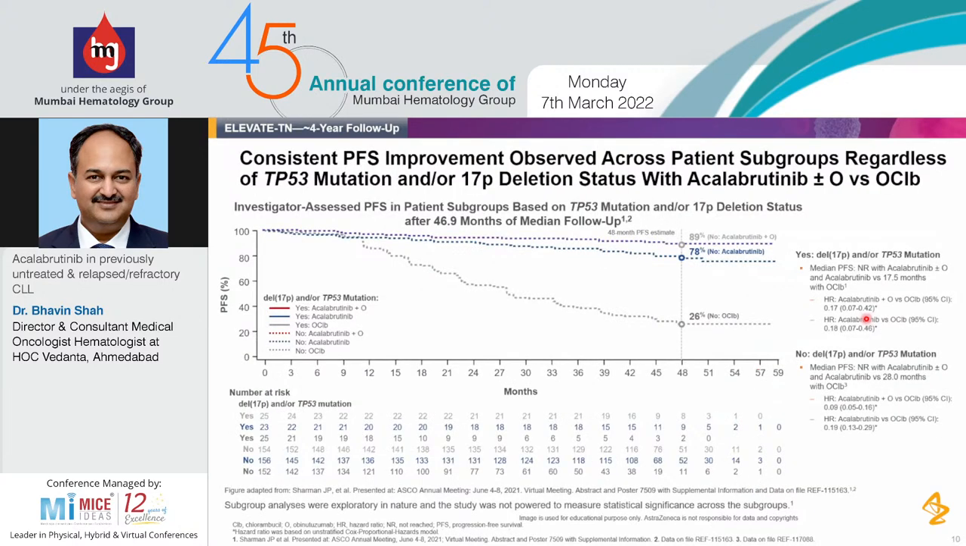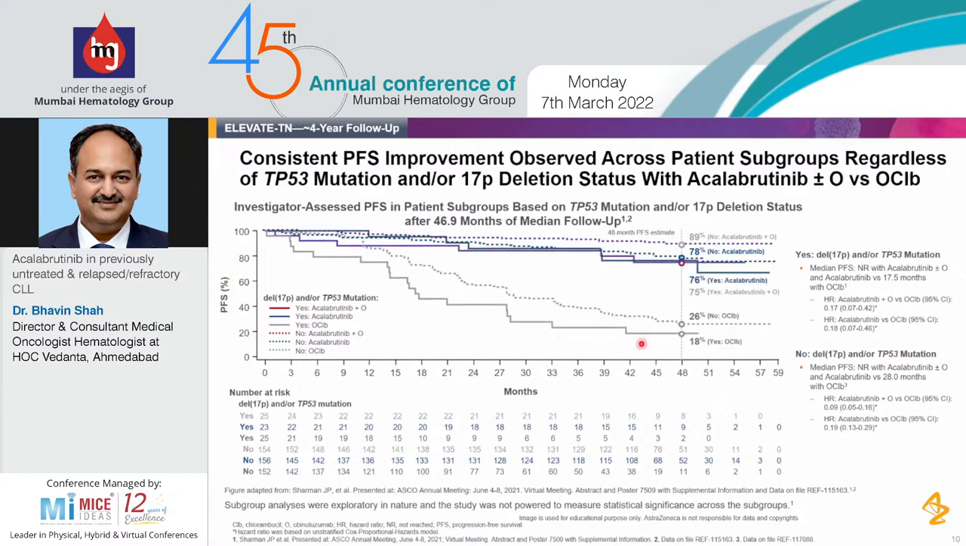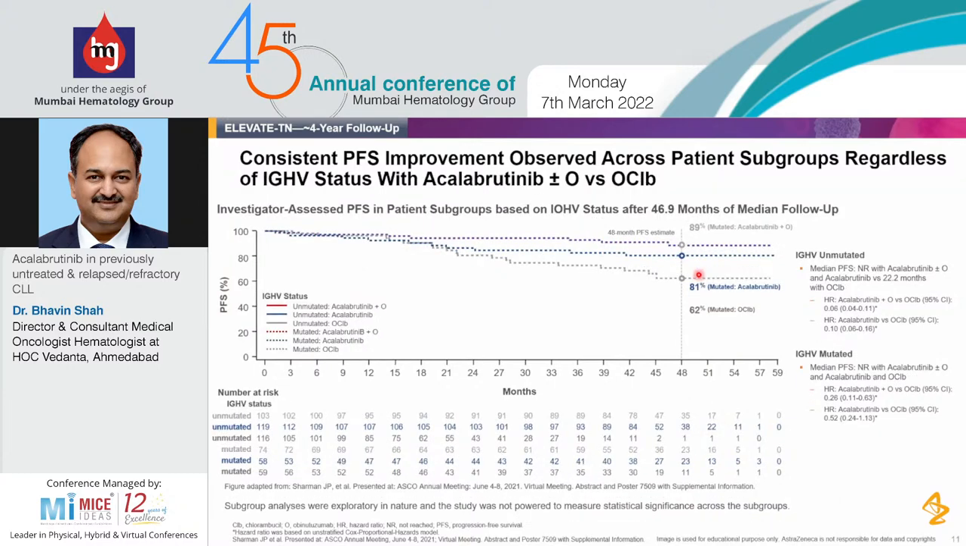Now, if you see in patients with high-risk genetic mutations like TP53 mutation and 17p deletion, the patients without mutations have significantly better progression-free survival with ACAL. And even in patients with mutations, we can see that the patients who were treated with ACAL-based treatment have better progression-free survival. In the same way, in patients with IGHV mutation, acalabrutinib has shown better progression-free survival in patients with mutated IGHV. But even in patients who have unmutated IGHV, they also showed better progression-free survival compared to chemoimmunotherapy.